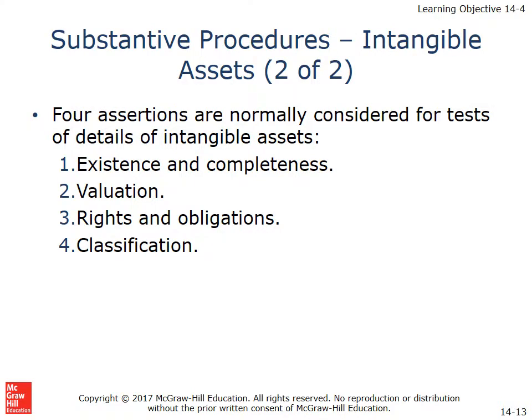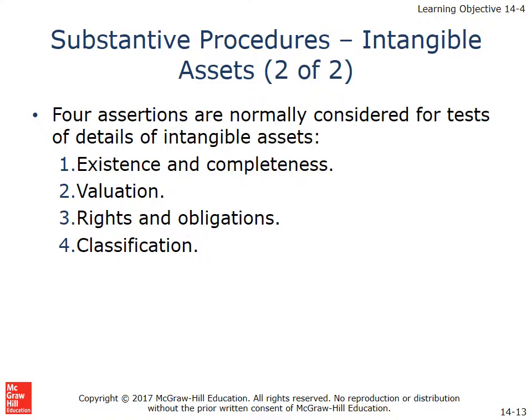Four assertions are normally considered for tests of details of intangible assets. The first being existence and completeness. So here we're testing for the existence at the time they're acquired. Your primary concern relative to completeness is to ensure the entity's impairment testing procedures include all intangible assets.